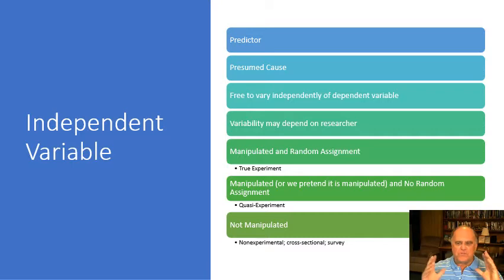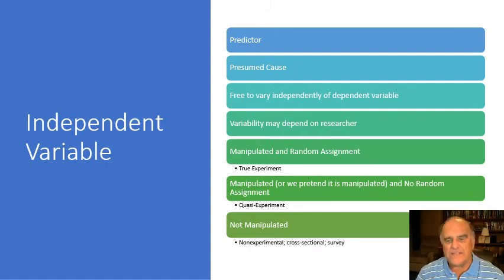It's the presumed cause. I sort of hate to get into discussions of causation, but if we look at it as a simple idea, we presume that the independent variable is the cause of the dependent variable. The independent variable is independent because it's free to vary independently of the dependent variable. Its variability may depend upon the researcher. So the researcher is often manipulating the independent variable.